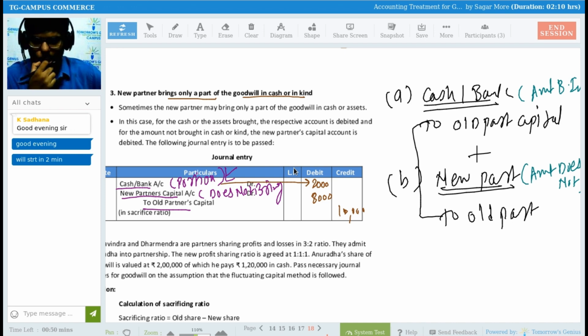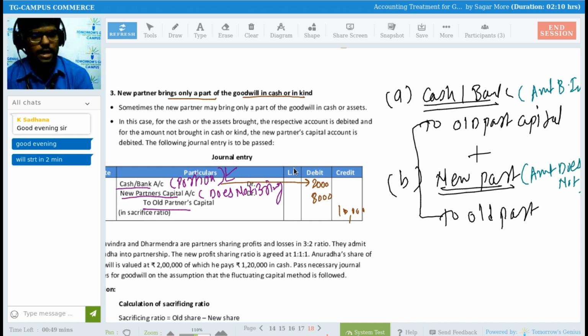But 2,000 he is bringing and 8,000 he is not able to bring, sir. Yes. But 10,000 is fixed, no, sir? That is fixed by whom, sir? 10,000 is the amount he is supposed to bring into the business, right? Out of 10,000, he is able to bring only 2,000. Yes, sir. But I am asking, can he bring any amount as goodwill? No, it's not like that. He cannot bring any amount. You always have to calculate the value of goodwill. Now, if you remember, we did a chapter called treatment of goodwill, right? Yes, sir. In that we did valuation of goodwill, yes or no?